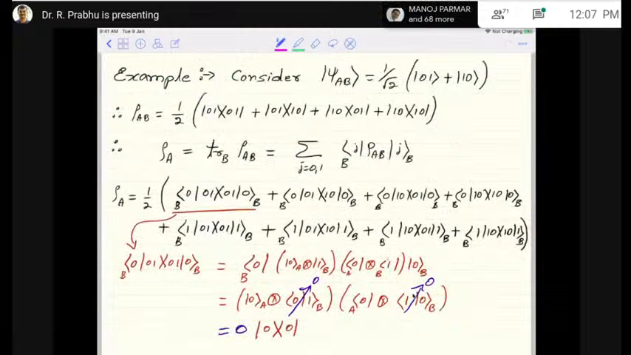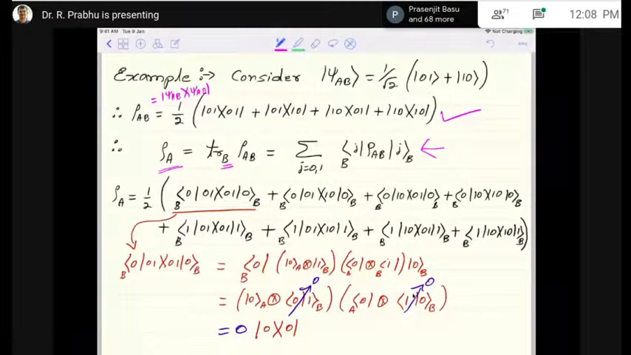If you have psi AB, which is defined as half times 0 1 plus 1 0, then the density matrix can be written like this. The density matrix is nothing but the outer product of psi AB with psi AB. So you have your density matrix written like this, which will have 4 terms. Now if you want to trace out the particle B and write only the density matrix or the state of subsystem A, then we have this particular expansion.